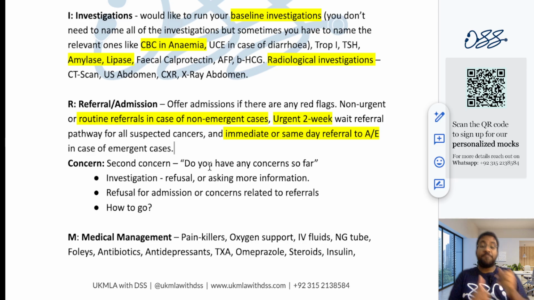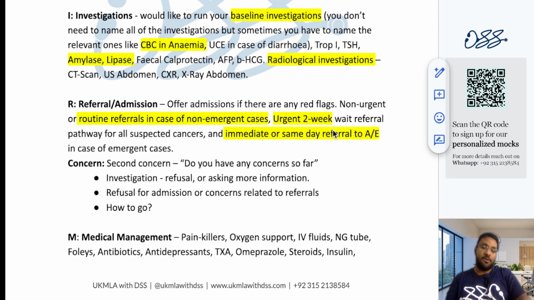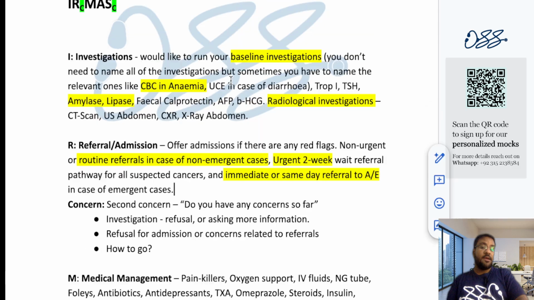So the specialty is really important. Even if you're admitting the patient, if you're sitting in the A&E and you want to admit the patient: I am going to admit you under psychiatry. I'm going to admit you under cardiology. I'm going to admit you in the acute medical unit. So the specialty is really important. Do not miss out on the specialty and the time duration that you're choosing, and the category of the referral that you're making. That is really important.